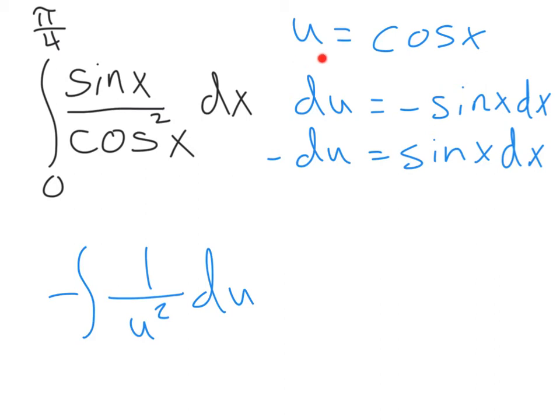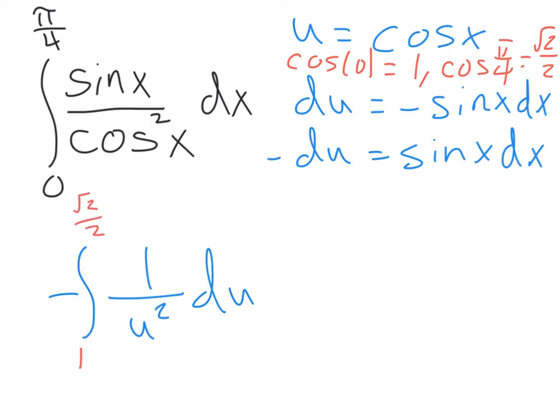Now our substitution says u equals cosine of x. These are x values right here, so when x is 0, we get cosine of 0, which equals 1. So our new bound down here is going to be 1. It's going from the x value 0 to the u value of 1. And then when x is pi over 4, we have cosine of pi over 4, which is root 2 over 2. So that'll be our top bound, root 2 over 2.